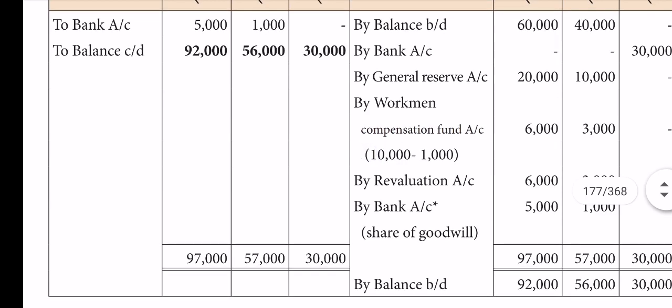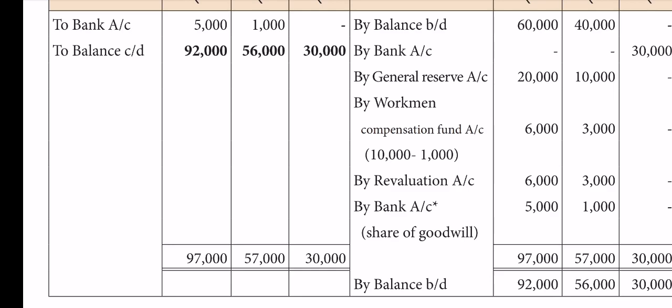If we balance the capital account now: 60 plus 20, 80 plus 6, 86 plus 6, 92 plus 5, 97. Second partner: 40 plus 10, 50 plus 3, 53 plus 4, 57. Third partner 30,000. Balancing: 97 minus 5 is 92, 57 minus 1 is 56, 30 is 30. Balance carried down, then balance brought down 92,000, 56,000 and 30,000. That's all for the capital account.